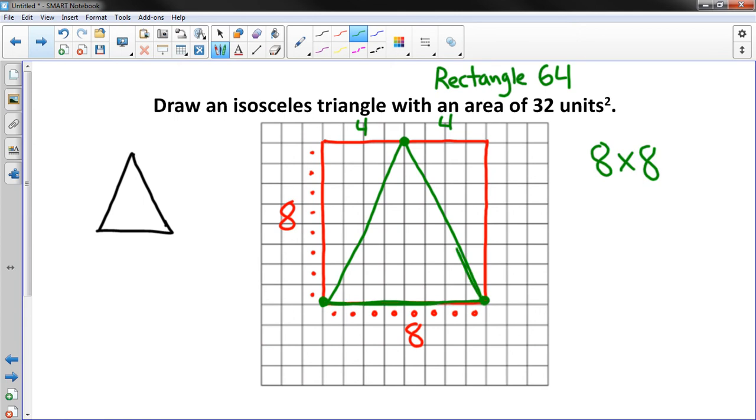So that green area creates my triangle, and this side and this side are the same length. So two sides the same length means it's isosceles, and the area is 32 units squared, because it's half of the area of the rectangle that it's inside of. One more.